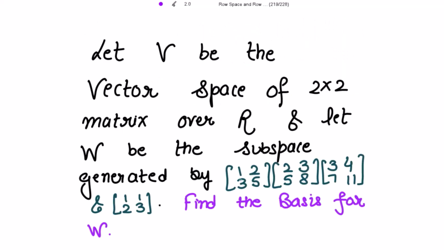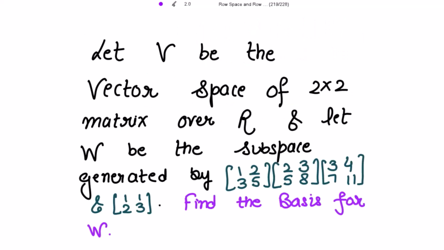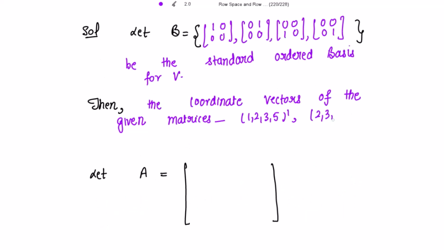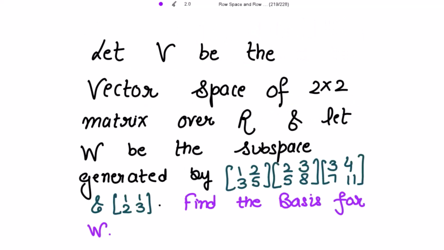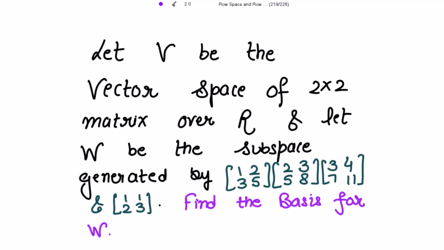So the first matrix is [1 2; 3 5], so the coordinate vector for the first matrix is (1, 2, 3, 5)'. The coordinate vector for the second matrix is (2, 3, 5, 8)'. The coordinate vector for the third matrix is (3, 4, 7, 11)'. And the coordinate vector for the fourth matrix is (1, 1, 2, 3)'.